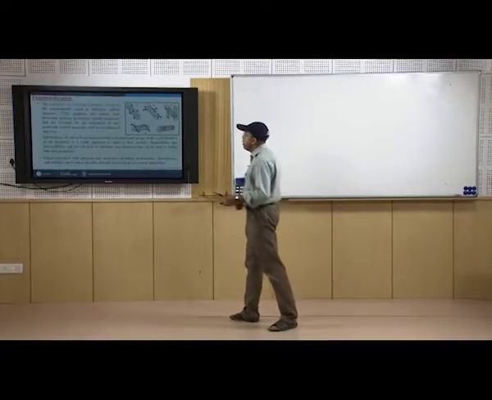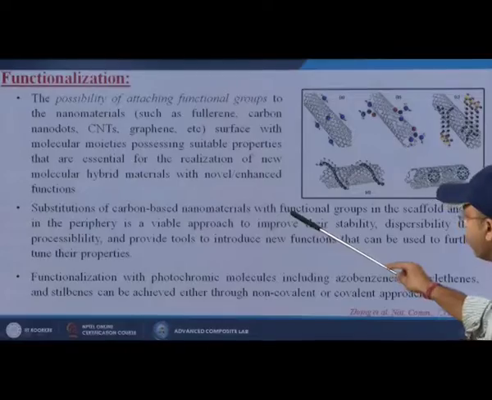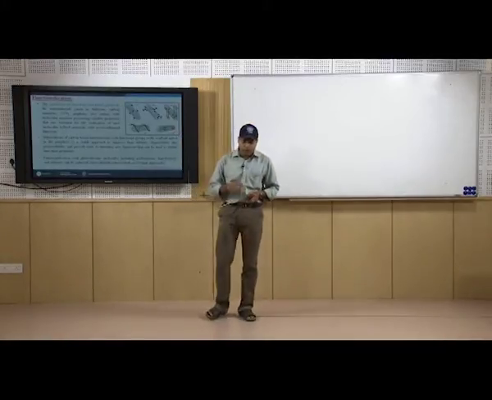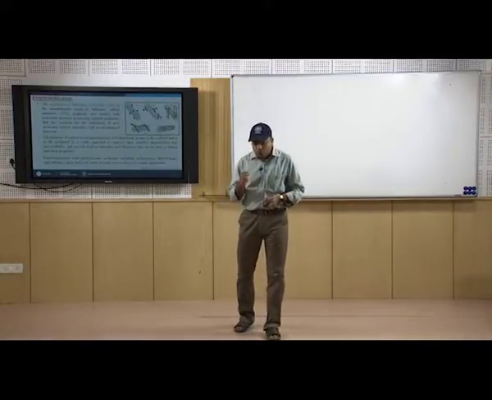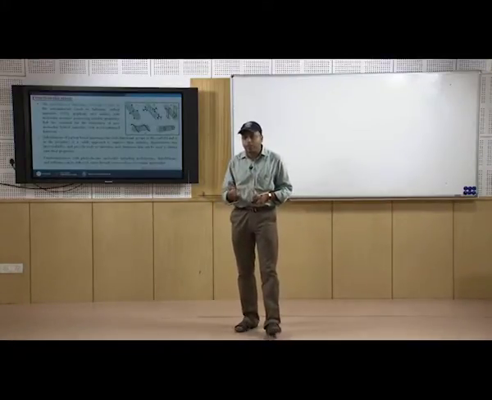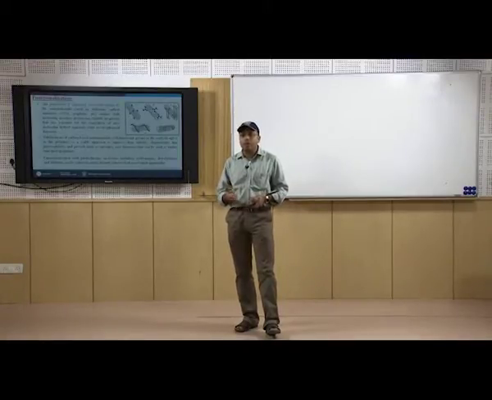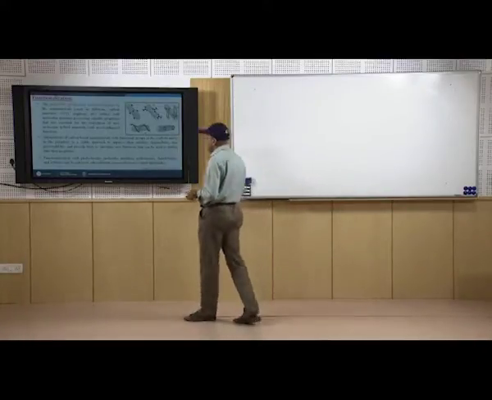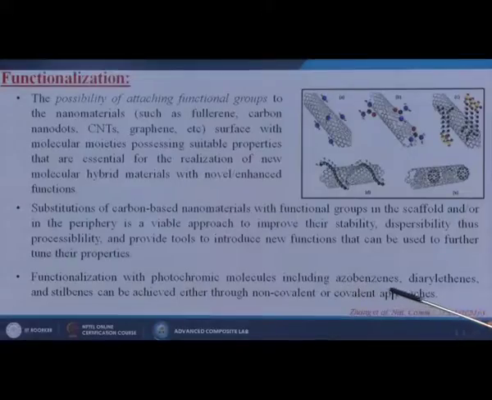In this way we can modify the surface of that particular nanoparticle so that it can show us some better properties. Substitution of carbon based nanomaterials with functional groups in the scaffold and or in the periphery is a viable approach to improve their stability, dispersibility, and thus processability, and provides tools to introduce new functions that can be used to further tune their properties. So, by attaching these functional groups, either we can enhance some existing properties or sometimes we can add some extra properties to that particular material.